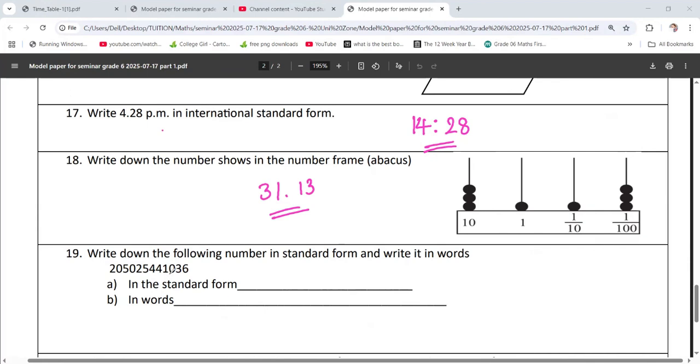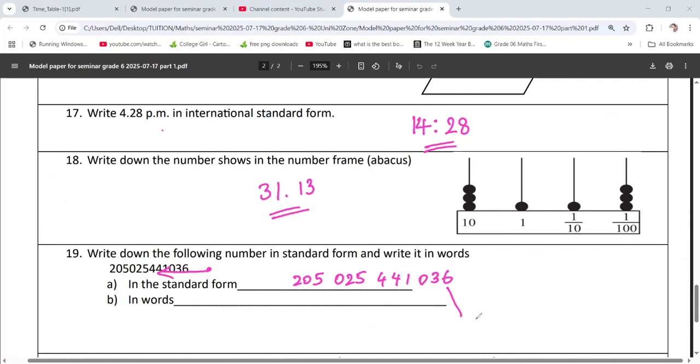When you have to write something like this, you just have to separate it into 3-digit groups. You write it like this: 205, keep a small space, 025, keep a space, 441, keep a space, 036. When you separate these 3-digit periods, you must always start from the right side, not from the left side of the number. You start here and go this way.